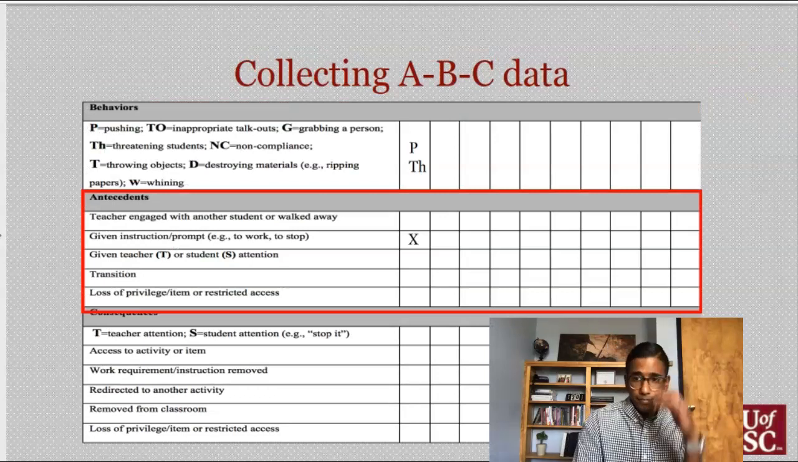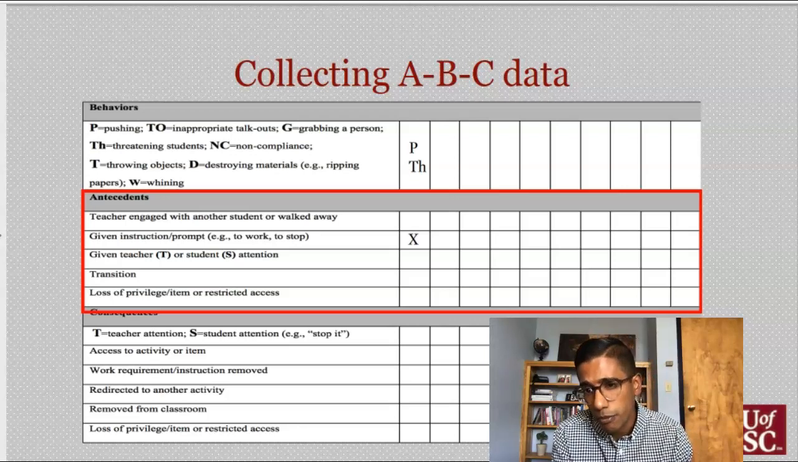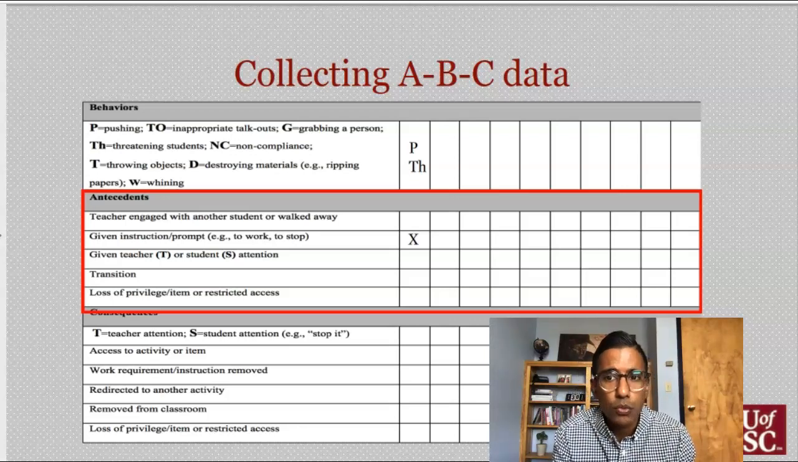The next section will be where you record antecedent events, or the event that occurred within 5 seconds before the occurrence of problematic behavior. Simply mark an X in the same column as the behavior it occurred before. For teacher and student attention, you'd want to mark a T or an S instead of the X to signify whether it was the teacher providing attention or whether it was the student providing attention as the antecedent event. So in this example, we see that right before the student began to push and threaten other students, an instruction or a prompt such as get to work or stop engaging in a certain behavior was provided.